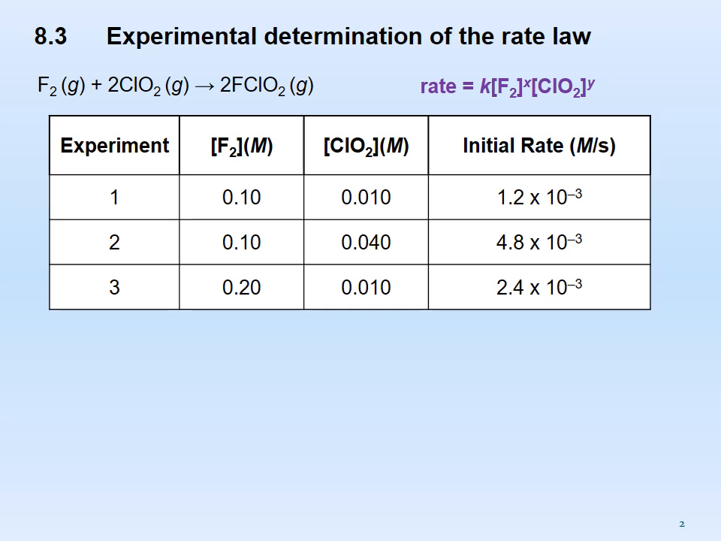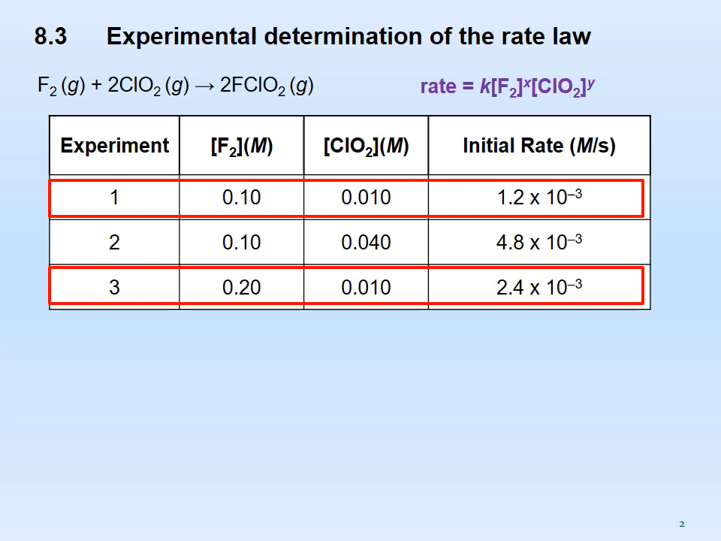There are two ways. The first way, we create a ratio of two rate equations of two experiments. But which two experiments? At a glance, when we compare the data of experiments 1 and 3, we notice that chlorine dioxide concentration is the same, or constant, but fluorine concentration changes from 0.10 molar to 0.20 molar, that is, the concentration doubles, and the initial rate changes from 1.2 times 10 to the power of negative 3 to 2.4 times 10 to the power of negative 3, that is, the rate doubles.